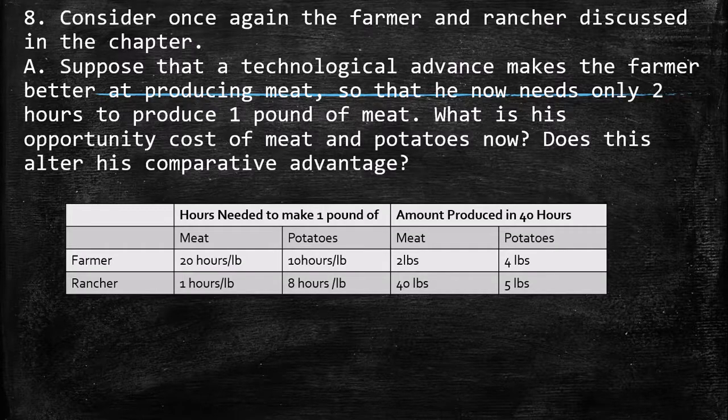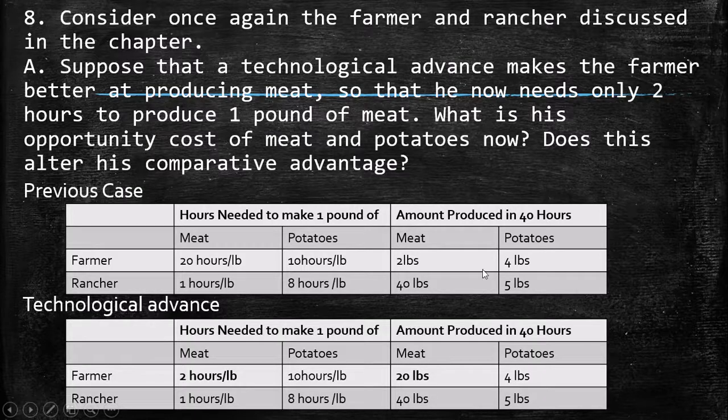So we have here the first table, which we had before, which is the previous case. We have this summary: hours needed to make 1 pound, and the amount produced in 40 hours. And now with the technological advance, here in bold, this is the change. Now they need 2 hours to have 1 pound of meat. On the other side, they have 20 pounds of meat if they produce just meat during these 40 hours.